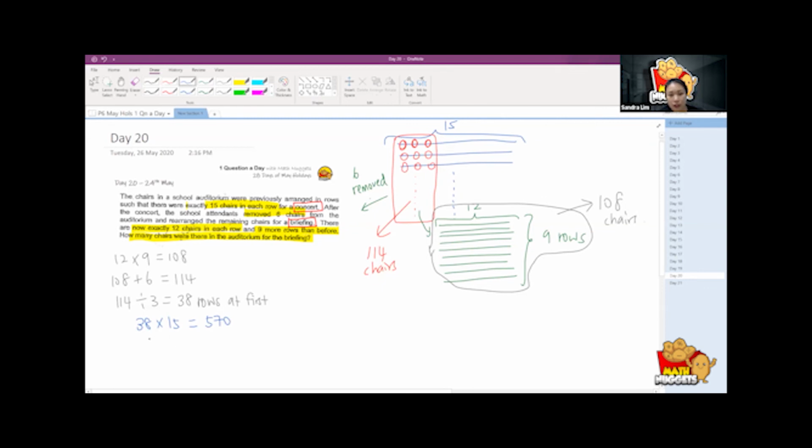Then after that, what happened? They took out 6 chairs, right? Now, they removed the 6 chairs, so I just need to minus 6. So I get 564 chairs in the end for the briefing.